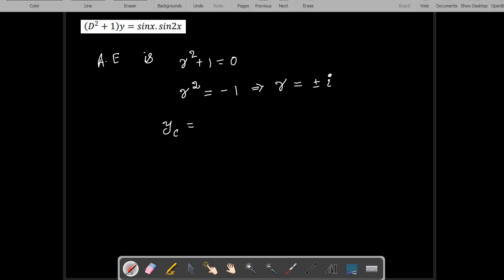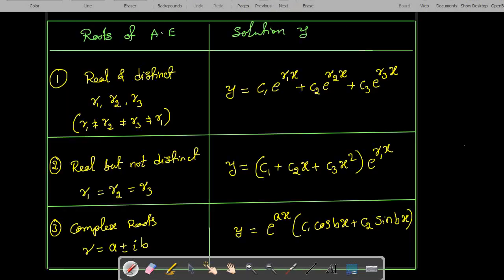So here let us take a look at writing the complementary function when we get different roots. You can see this table. These are the roots of the auxiliary equation, and here I have written the complementary function. If the roots are real and distinct, then the complementary function will be c1 into e power r1x plus c2 into e power r2x plus c3 into e power r3x, if it has 3 roots. If it has 4 roots, then you will get plus c4 into e power r4x, like that.